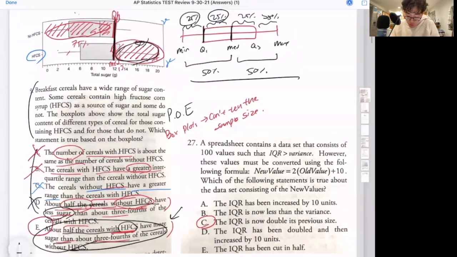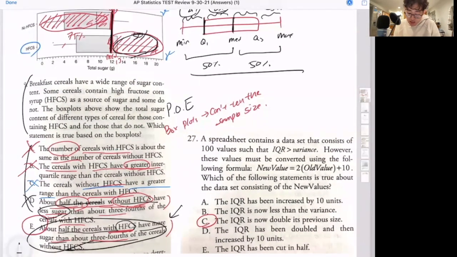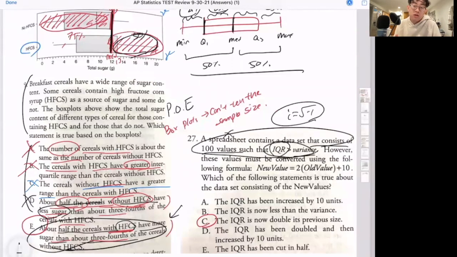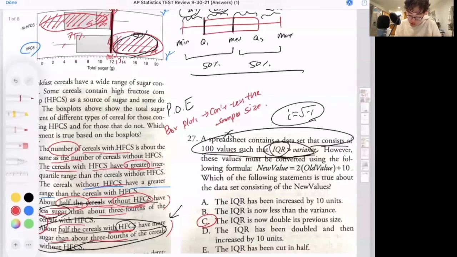For question 27, we have a spreadsheet that contains a data set consisting of 100 values, such that IQR is greater than variance. A lot of students ask me about this. You can pretty much ignore this at this point, because IQR greater than variance is like saying i is equal to the square root of -1, like in SAT questions. They're just telling you a statement of fact. It doesn't have anything to do with whether you can solve or understand this question. You really want to start reading from here.